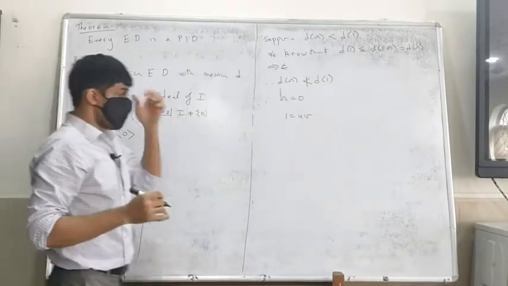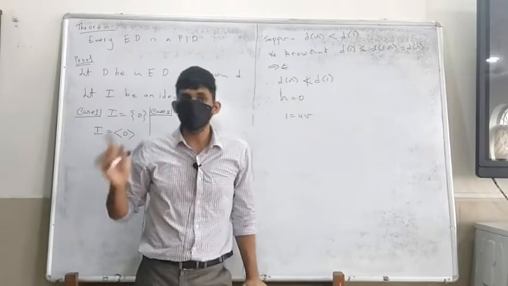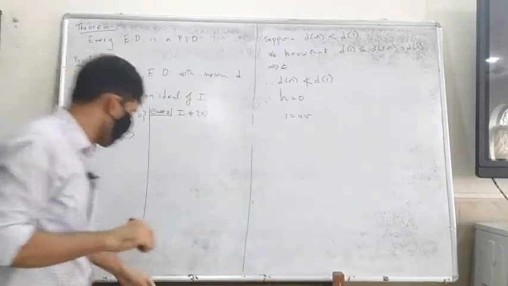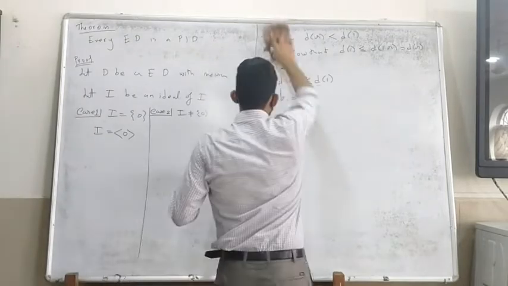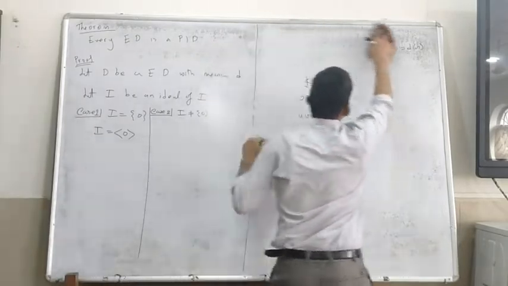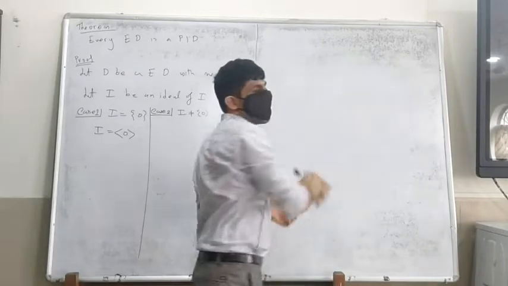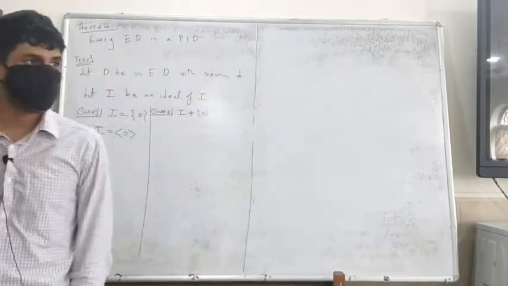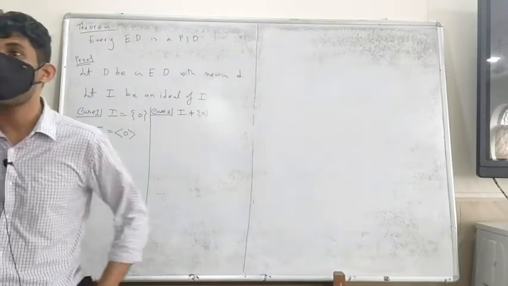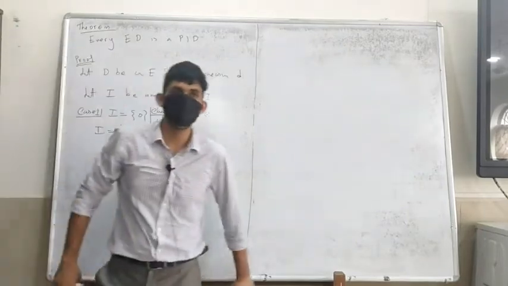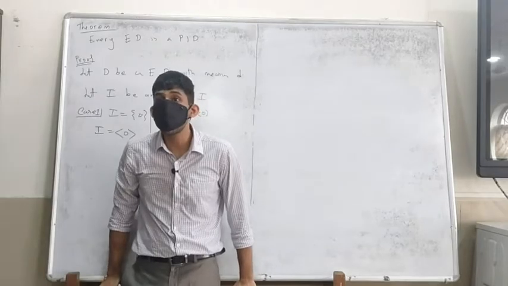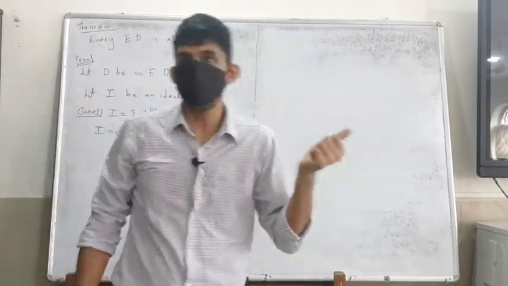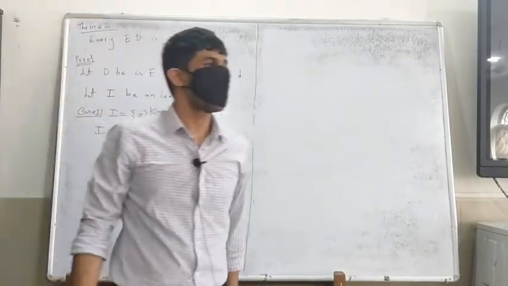What did we do in F[x]? Does anyone remember? How did we show that any ideal in F[x] is a principal ideal? How did we get the generator? Yeah? That's right. Using the well ordering principle, right?